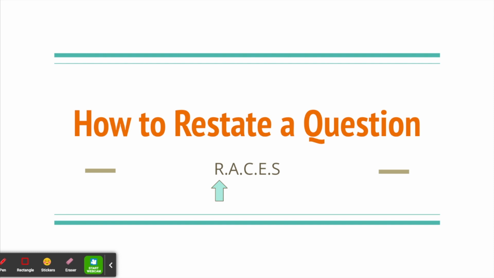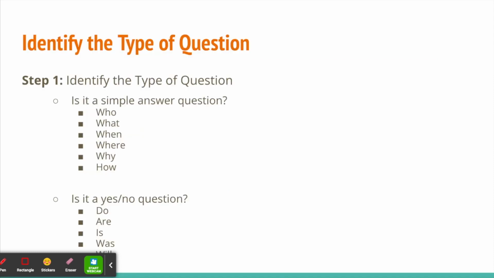So how do we restate a question? The first step is to identify the type of question. Is it a simple answer question? This will include the 5 W's: who, what, when, where, why, or also the questions how much, how many, how long. Or is it a yes-no type of question? This can include words like do, are, is, was, will.